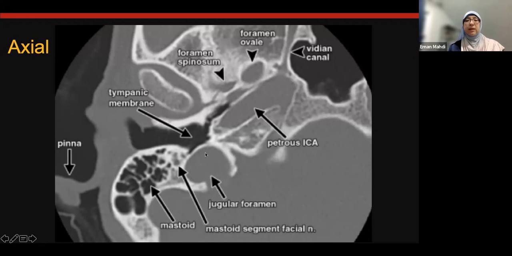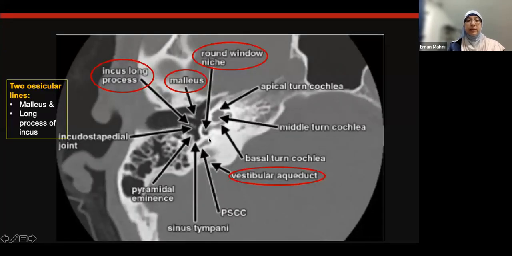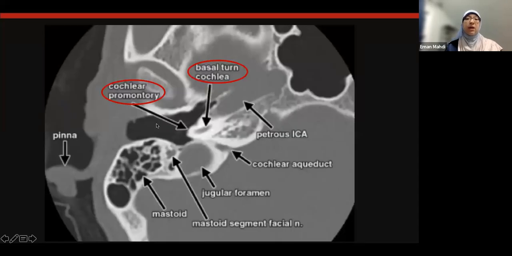And as we go from the external, then we get to the middle ear cavity. So on the next cut, if the alignment of the axial cut of the CT is proper, then at the level of the external auditory canal, you should see the basal turn of the cochlea and then the cochlear promontory. That's one of the landmarks to make sure you are in a proper alignment for the axial cut.